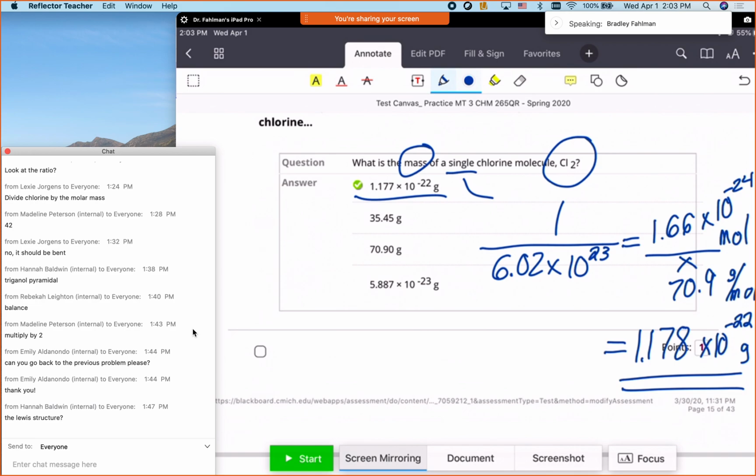Here is where you have to look at the answers to see which ones make sense. And here you could instantly get rid of 2 of them, right? If you have a single chlorine molecule, it's going to be an insanely small mass, right? So these are gone instantly. So it really boils down to 2 of them. Those are in the realm of being possible.